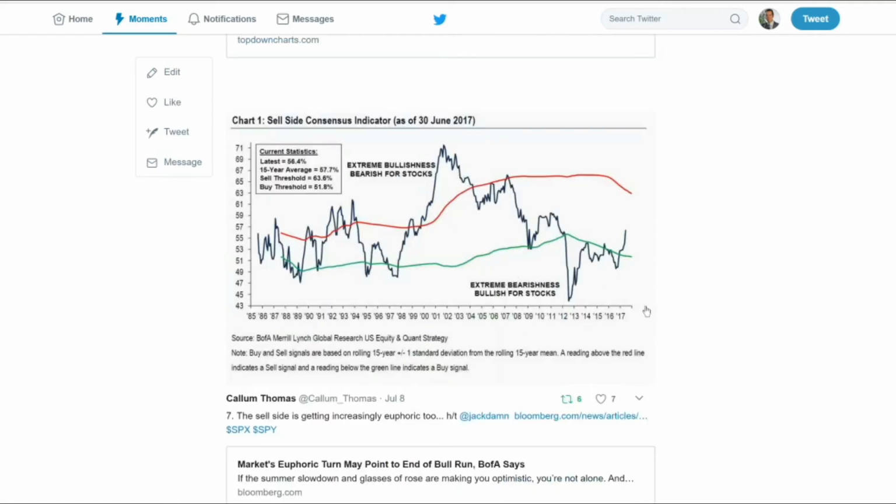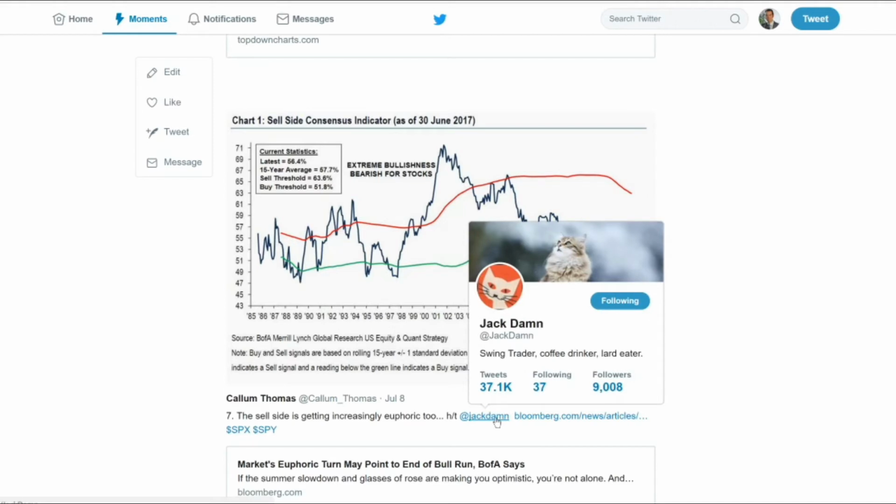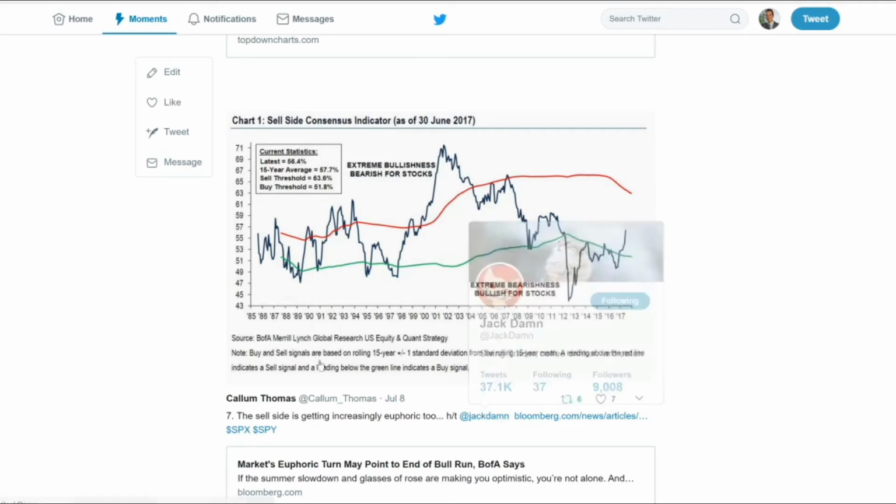Chart number 7 is this Sellside Consensus indicator from Bank of America Merrill Lynch, and that was shared by Jack Dam's Twitter account. Make sure you go and check out the interesting charts and comments he's sharing, because he's always got some good things there. Really what this is showing is that it's moved from a position of quite extreme bearishness to, I guess you'd call it neutral levels, wouldn't you? Certainly not euphoric as it was around there, but if it keeps heading in this direction, well, we'll see.